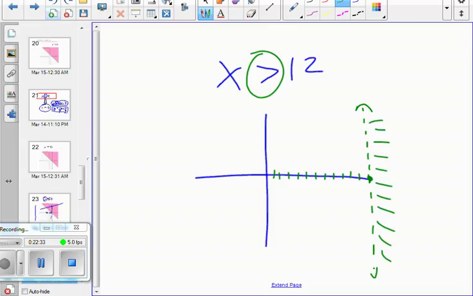Because you can't go above or below. Bigger than normally means above. But things that are bigger than 12 are to the right of it. Yes? Yes, if it has this part, if it has an or equal to, we would have used a solid line. Okay, so if I just make that change, then I got to make this a solid line, and I'm good.